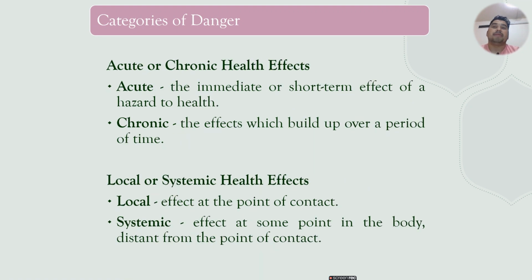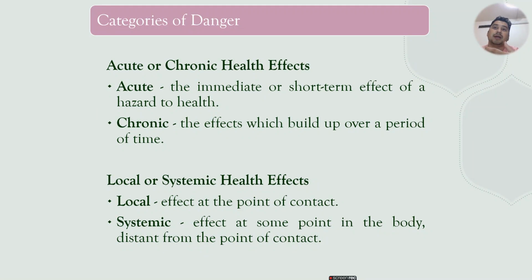Acute or chronic health effects. As you know, whenever any person comes into contact with any hazardous substance, chemicals or anything, there will be two types of health effects. Either it could be acute, or it could be chronic. Acute, the immediate or short-term effect of a hazard to health. Whenever any person comes into contact with any chemical substance, if it is acute, maybe there is some burn, and after some time, after the treatment, that will be okay.